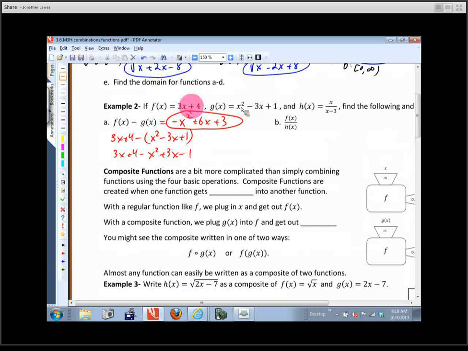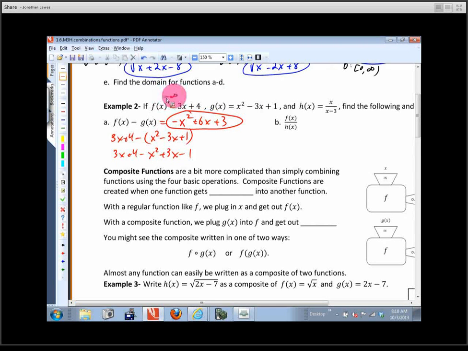What's the domain for both of these? Negative infinity to infinity on this one, negative infinity to infinity on this one. So the domain for the difference between the two of those, the new function that we made, is at least as small as the smallest one. Have we introduced any new domain issues? Do we need to be careful with anything? Nope. Haven't introduced division or anything weird like that. So the domain is going to be from negative infinity to infinity. Any questions?